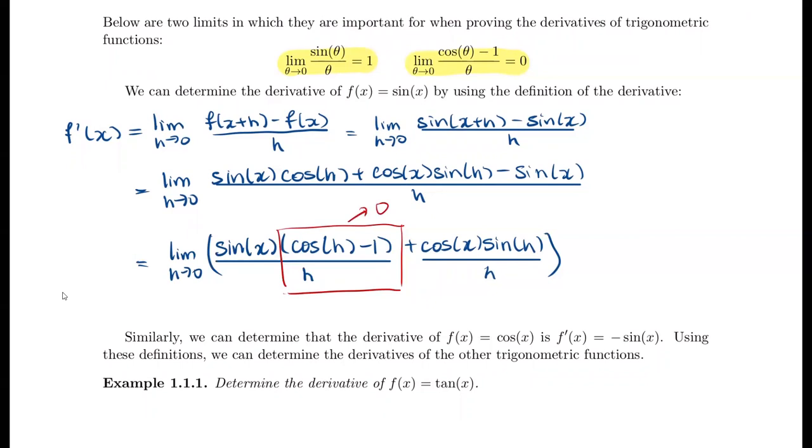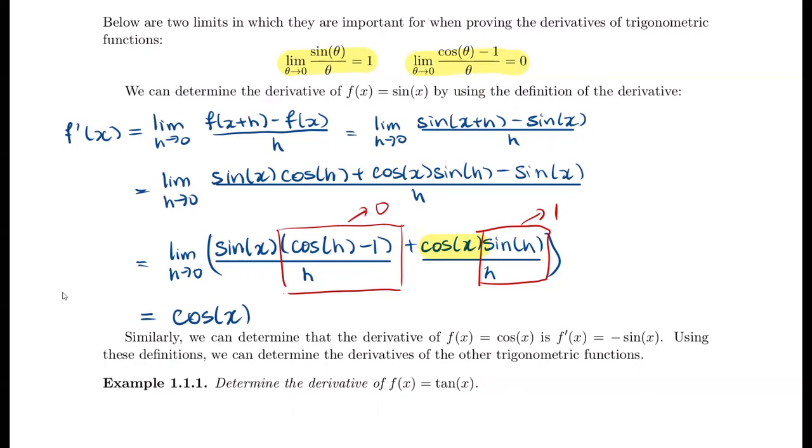And similarly, since we know that the limit of sine theta over theta as theta approaches 0 is equal to 1, this part over here is also going to approach 1. So sine h divided by h is going to be 1. And so what we're left with, after we compute the limit, is just the cosine of x. So that means the derivative of sine of x is cosine of x.